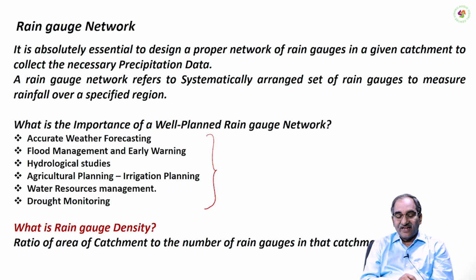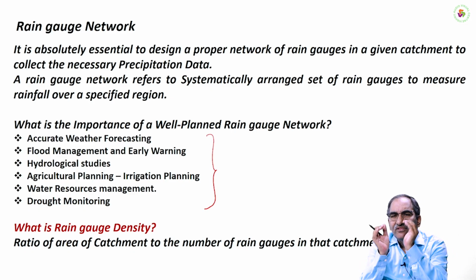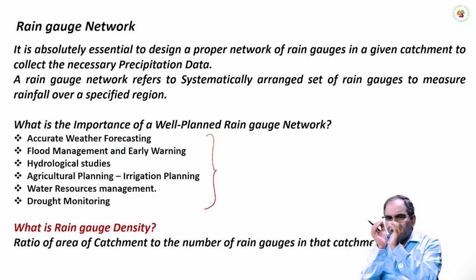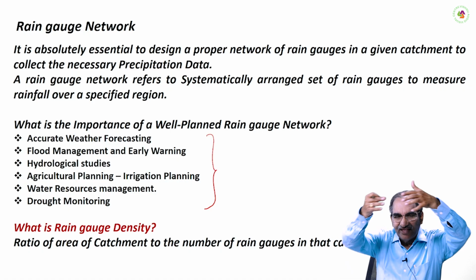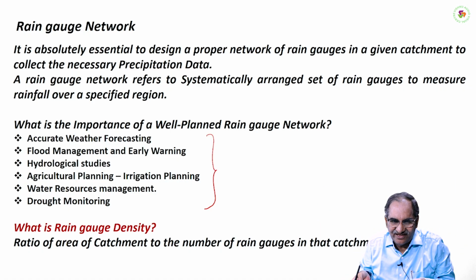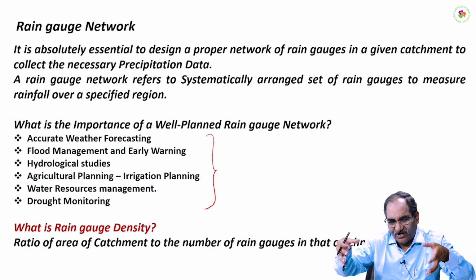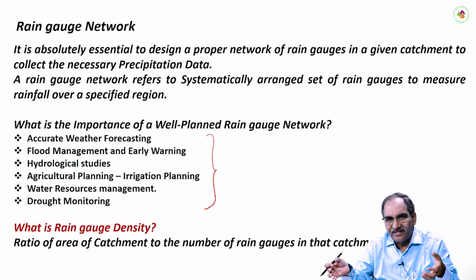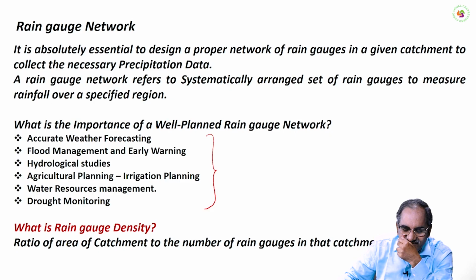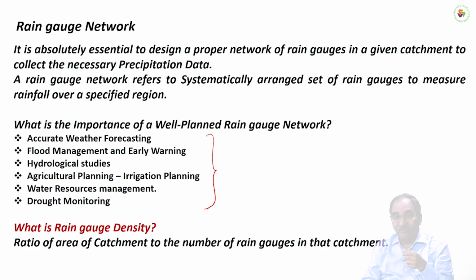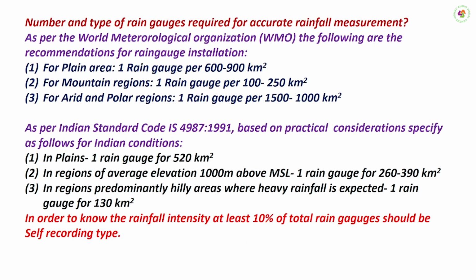Already I mentioned what is a rain gauge density, the area that is contributing for each rain gauge of a catchment. In a catchment means the entire area where the rainfall is being showered. So in that entire catchment, how many rain gauges you have put, under each rain gauge how much area is allocated, that is what we got as the rain gauge density. There is a measure. The World Meteorological Organization has given some norms for that.